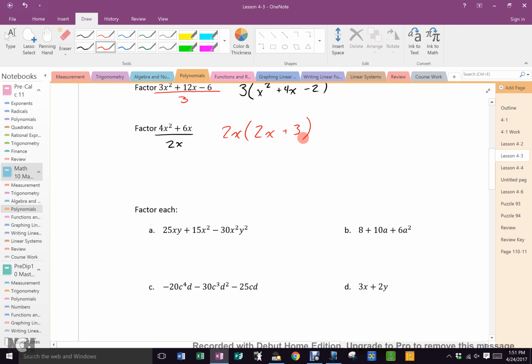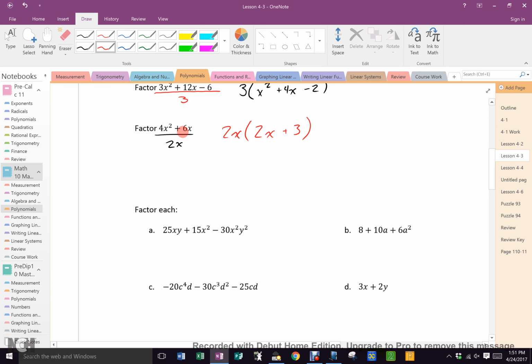Can I check it at the end to make sure I did it right? Is 2 times 2 4? Is x times x x squared? Yes. Is 2 times 3 6? Is x times 1 x? So did I do it right?